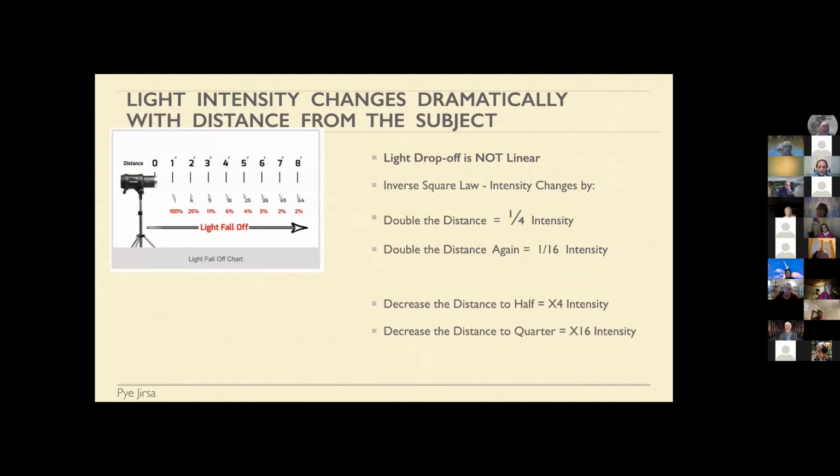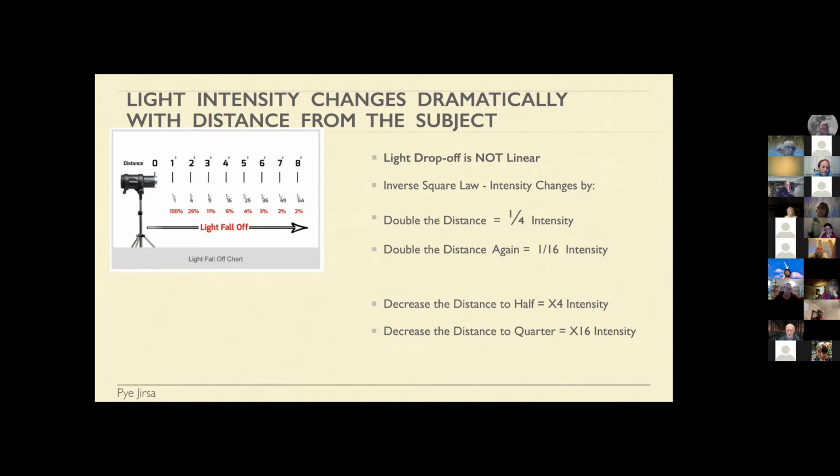So the light drop-off is not linear. If we have a strobe that's placed at a distance of 0, and we measure the intensity at 1 foot, you see on this chart, we're going to call that light at 100%. If it's 100% intensity at 1 foot, in fact, the intensity at 2 feet is 1/4 or 25%.